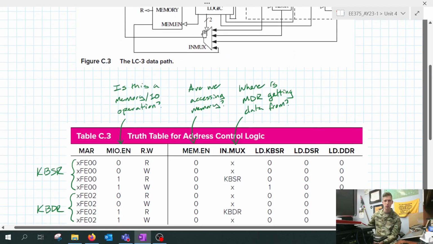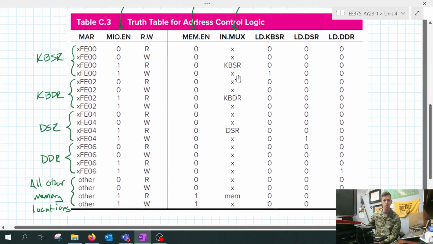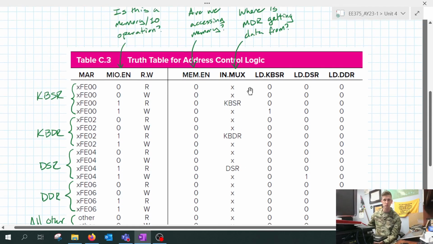N.mux controls this multiplexer here, which controls which element is writing to the memory data register. It's got basically 4 values: the memory unit plus our 3 registers that can be read from. In this case, if we're reading from the KBSR, then KBSR is shorthand for just the value that's passing through the multiplexer. And then I've also got 3 load signals that control whether or not these status registers that can be written are written to. In this case, they're not.